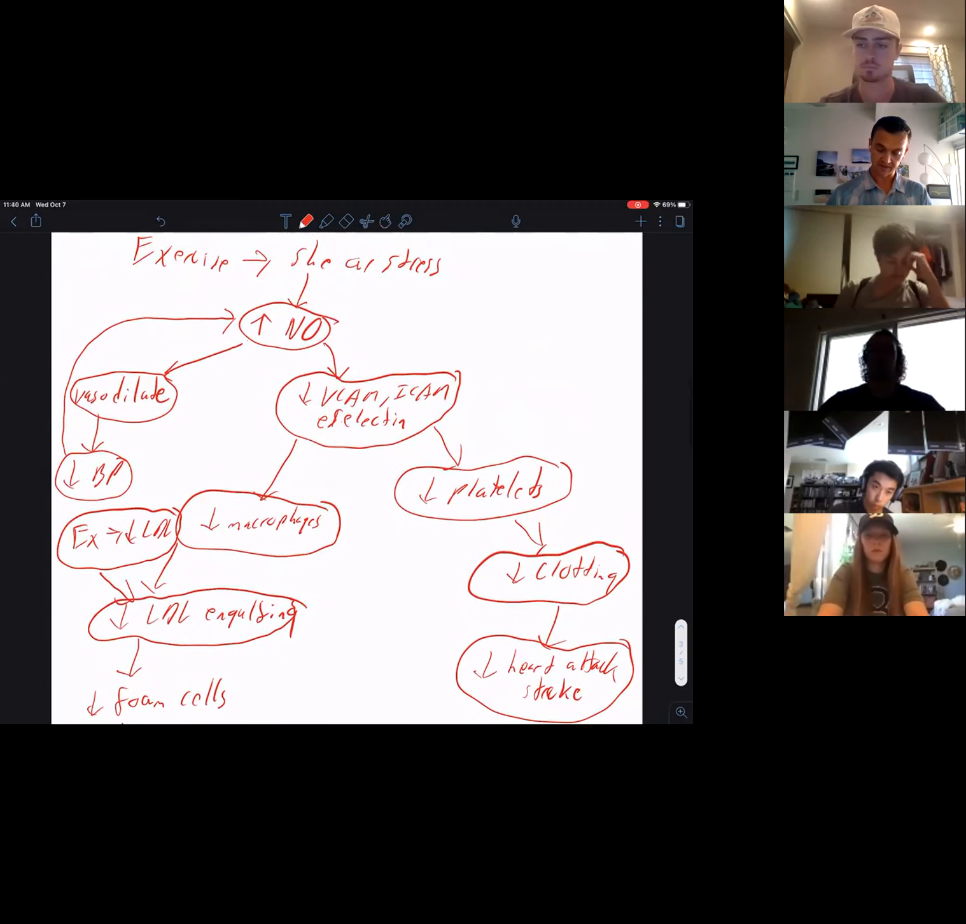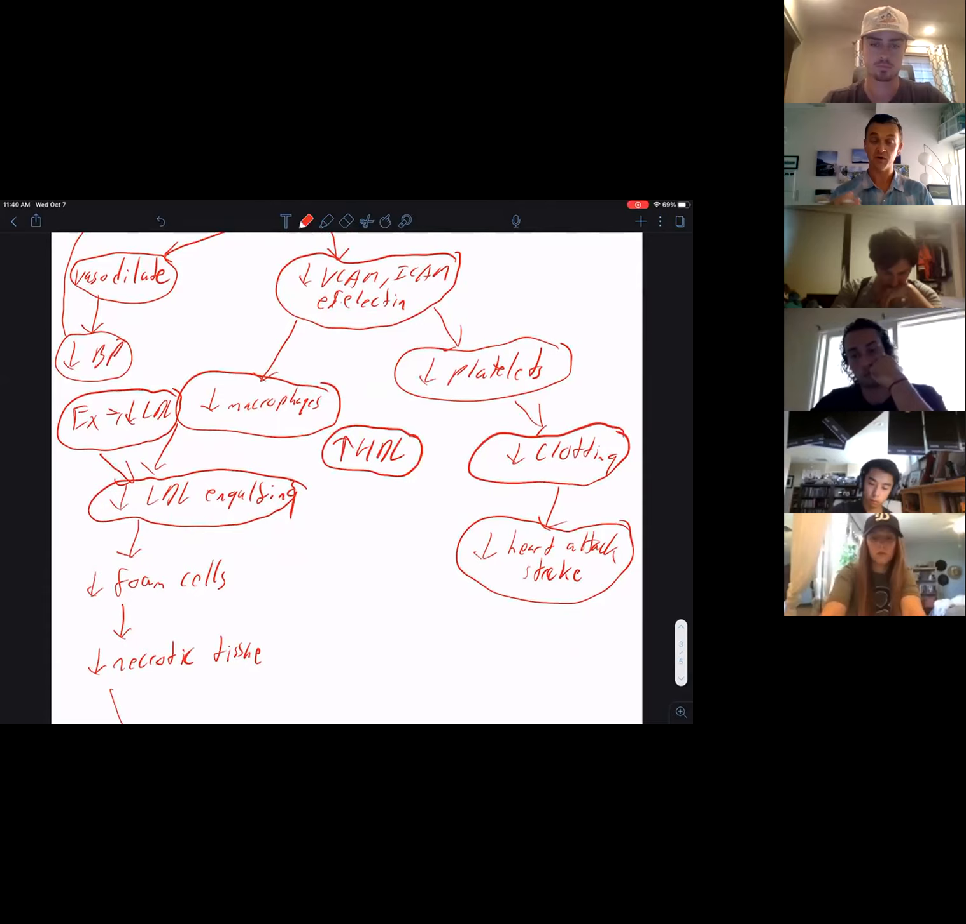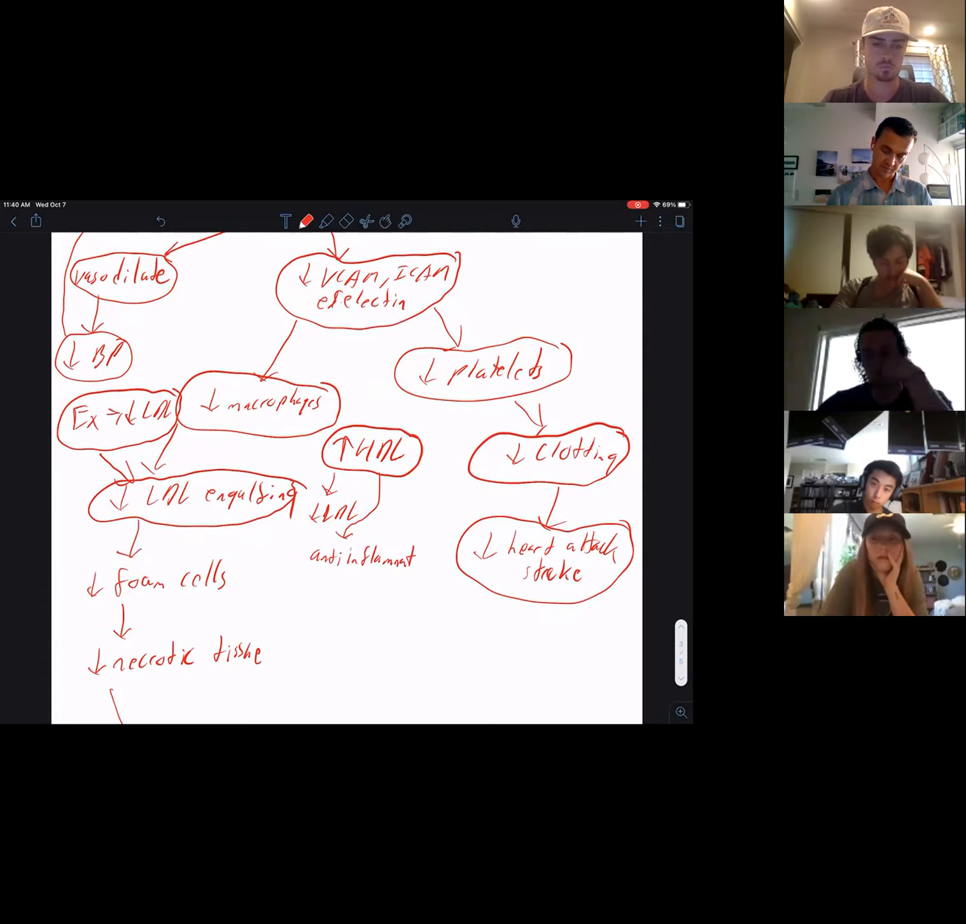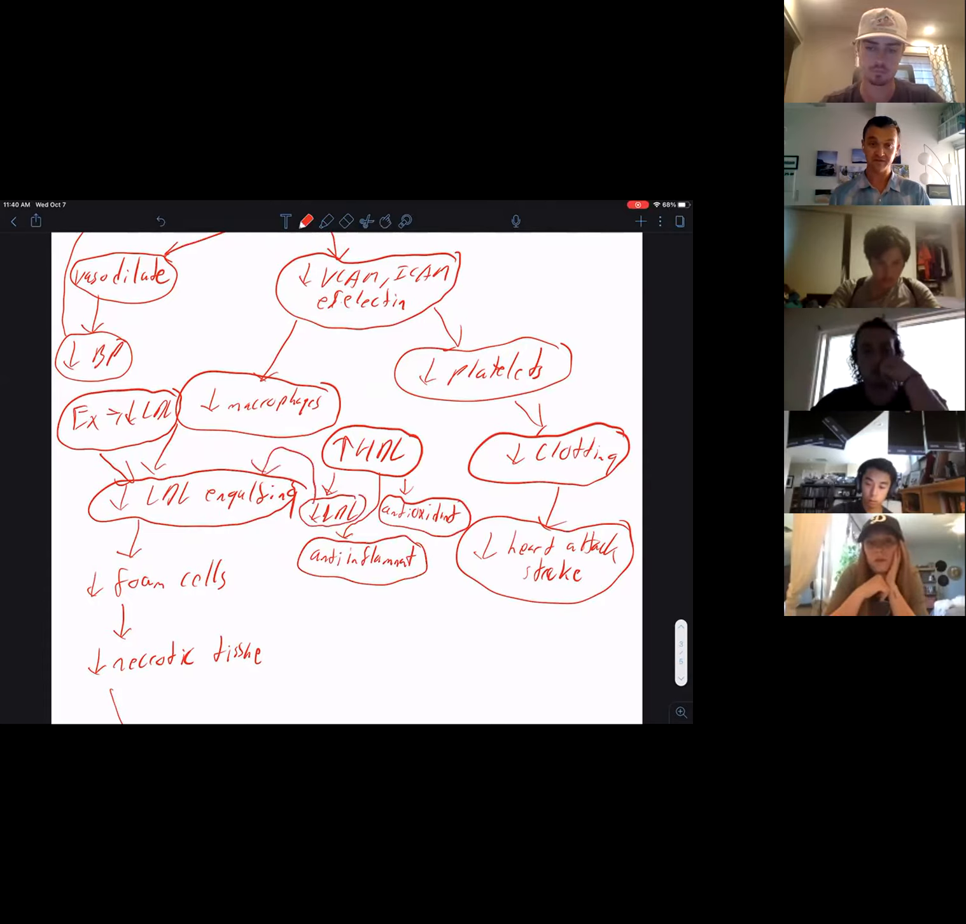We also know that exercise increases HDL. HDL has three main effects. Number one is it decreases LDL. Number two is it's anti-inflammatory. And number three, antioxidant. Obviously if we're decreasing LDL, that's going to lead to less LDL engulfing.